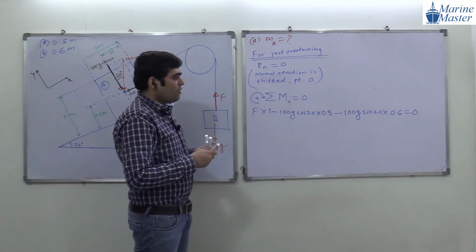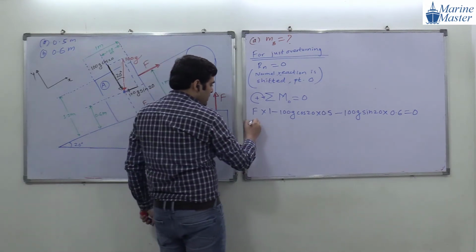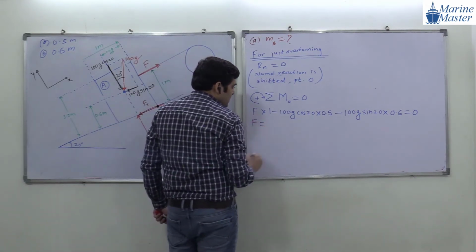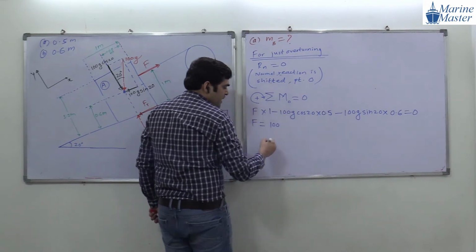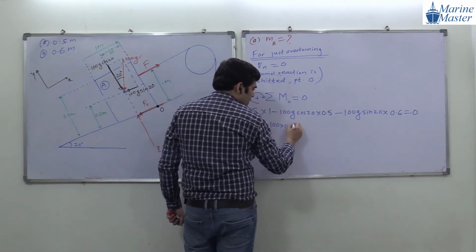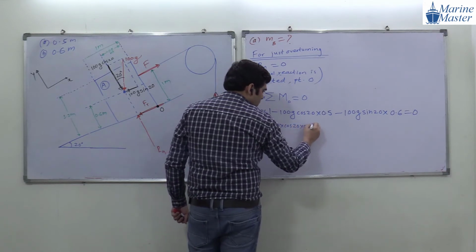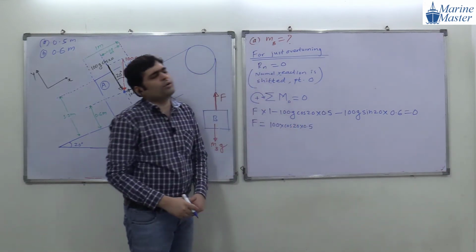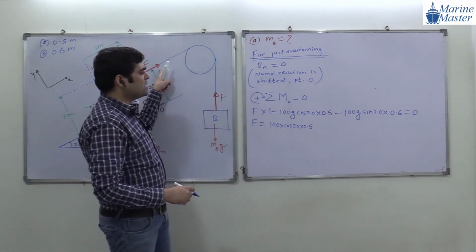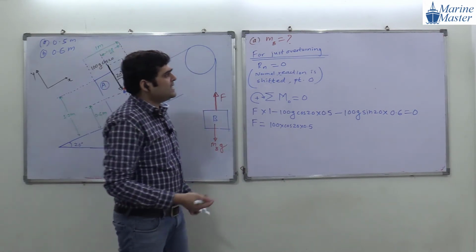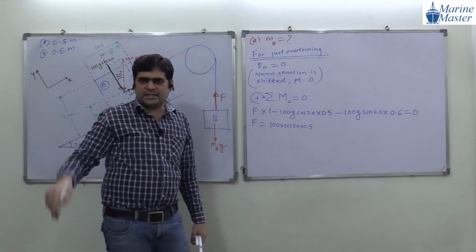So here, what will F be? F will be equal to what, guys? Try to see the point here. I am going to take G common: 100 into cos 20 into 0.5. And why am I always going to take G common, guys? Because at the end, we are going to find F in terms of G, and in the final answer, G will get cancelled out.